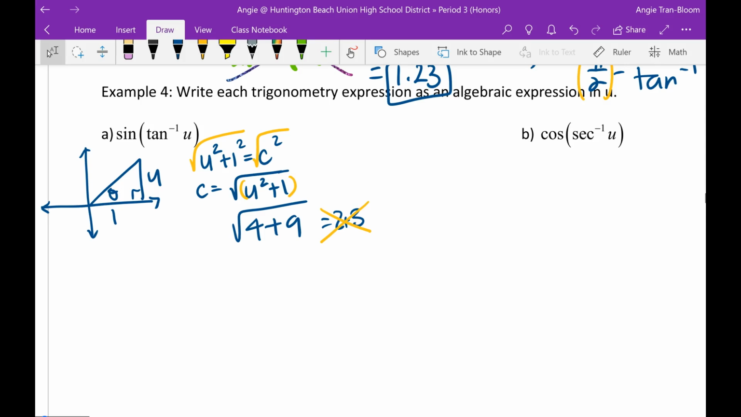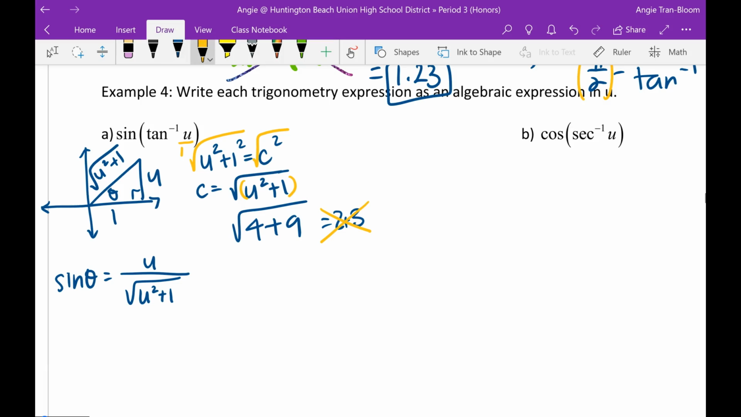Ryan? Why can't you assume that the adjacent is 1? Oh, because this is u over 1, dear? Because of the ratio. Remember that. Right, okay. Good question. Then I'm just going to find sine of that same angle. So the final answer is what? Sine of that same exact angle is, actually, let me write this right here. The hypotenuse is now what? Square root of u squared plus 1. So sine is simply opposite, which is u, over the square root of u squared plus 1.